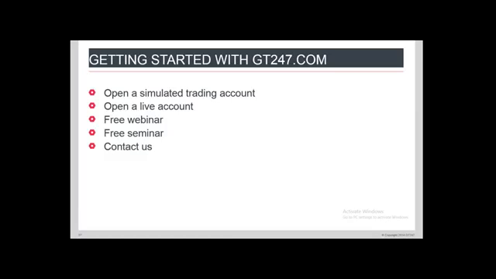To get started with gt247.com, you would have to open a simulated trading account. With this simulated trading account, we provide you with 100,000 Rand of monopoly money. You can use it to your heart's content to learn the platform, develop a trade strategy, and get comfortable with the functioning of the platform. Once you feel very comfortable and certain about your trade strategy and have found something that works for you, you can open a live account and take a chance with your real money.